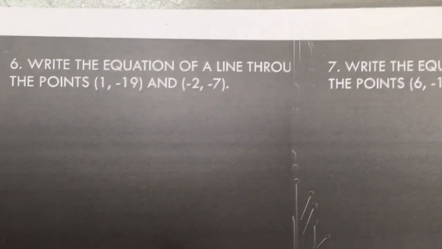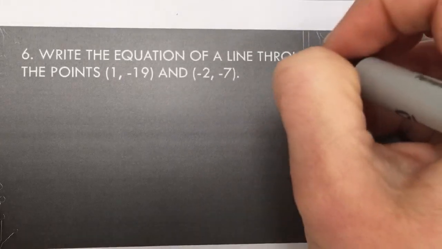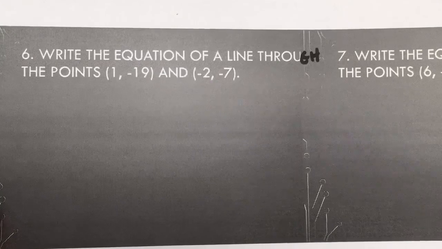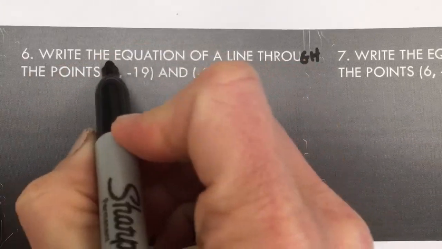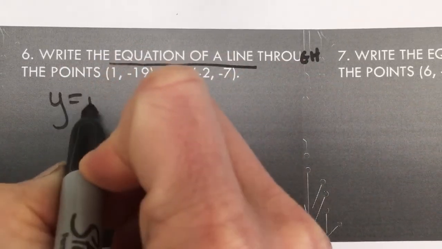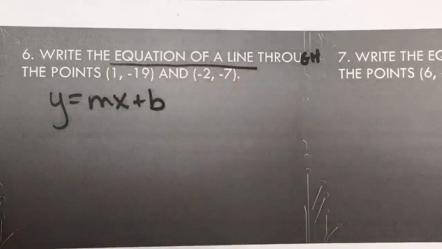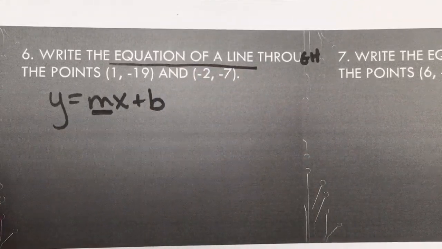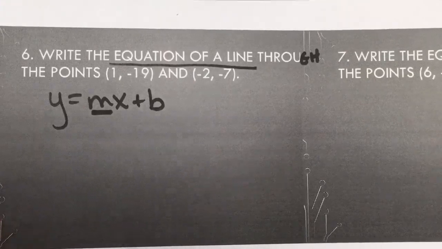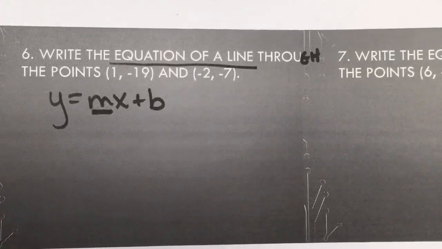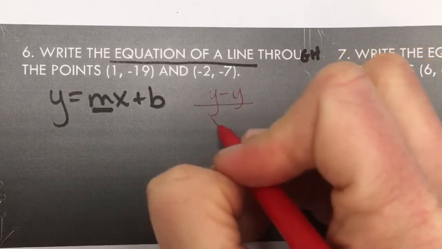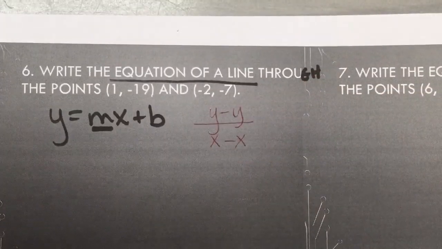Number 6, write the equation of a line through the points (1, -19) and (-2, -7). All right, so the equation of a line, we know that's y equals mx plus b. Notice on this one, they do not give you the slope, your value of m. Well, we know how to find the slope from 2 points. We know that the slope formula is y minus y over x minus x.